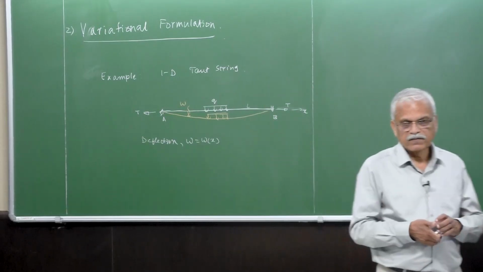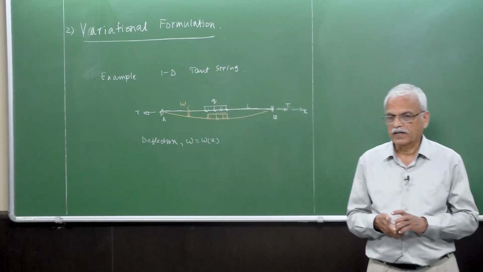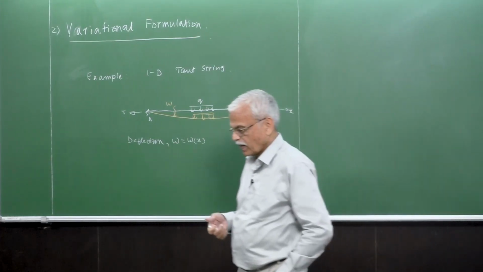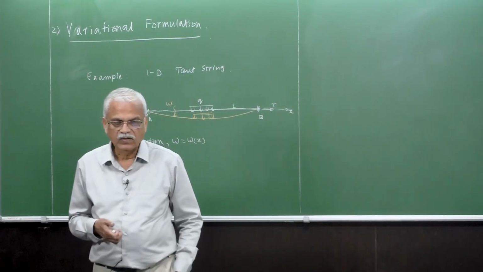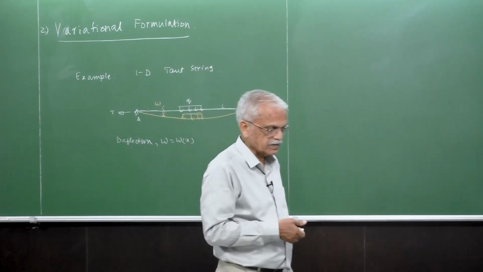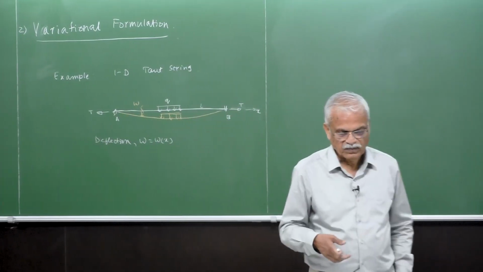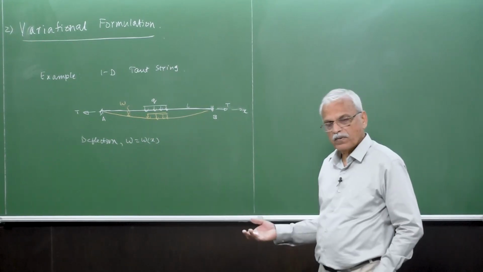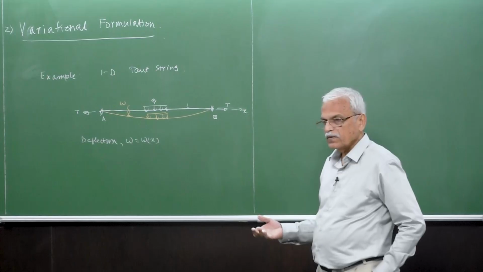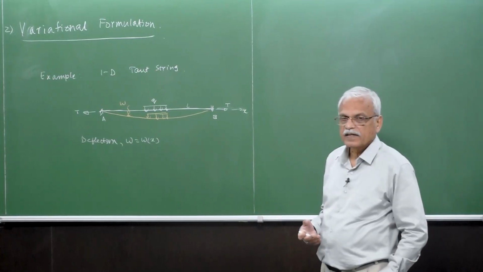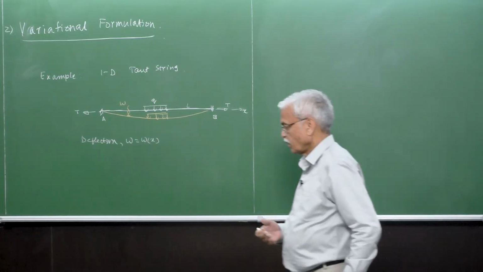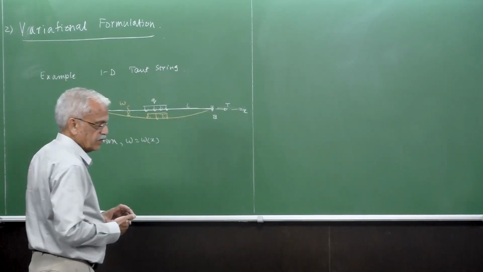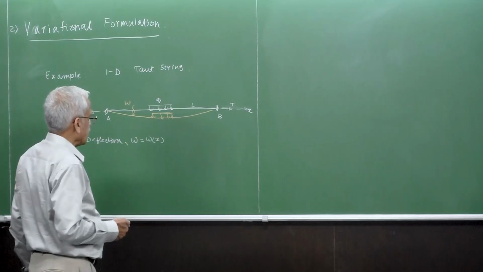Earlier we defined certain differential equations, like d squared W by dx squared plus Q by T equals 0. That's how we defined it. But now the same problem, we are going to formulate in a different manner, using the potential energy.